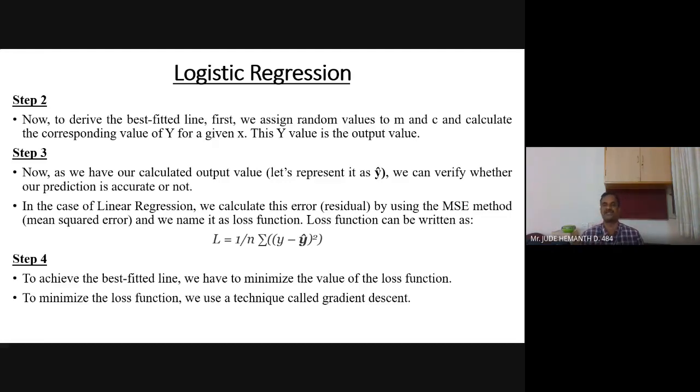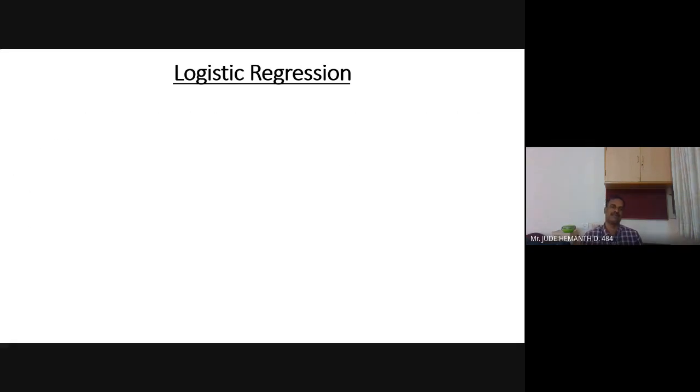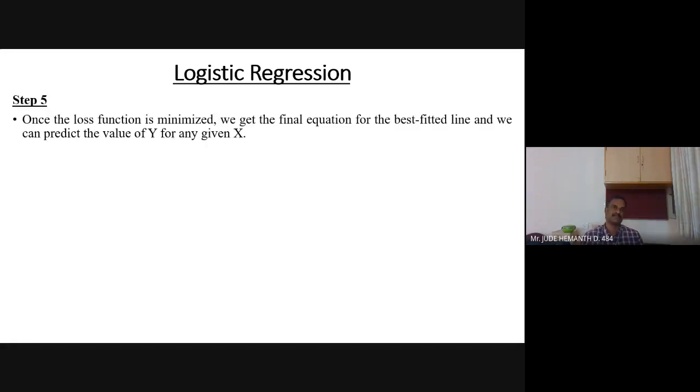Our previous derivation, where we used the chain rule of differentiation, gave us an expression for the new values of M and C in terms of the old values of M and C. Step number 5: once we minimize the loss function, or error function, we get the final equation. How do we get the final equation?